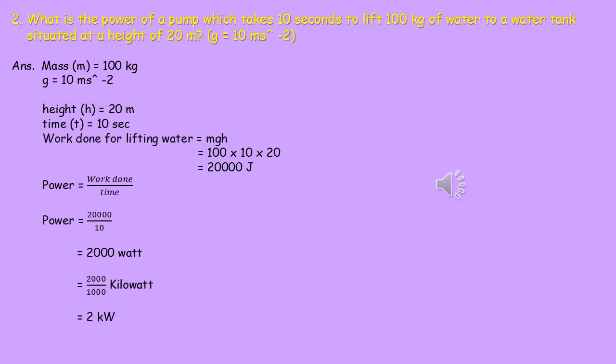Now power is equal to work done by time. So 20,000 by 10 will be equal to 2000 watt. If we divide 2000 by 1000, we convert it into kilowatt, that is 2 kilowatt.